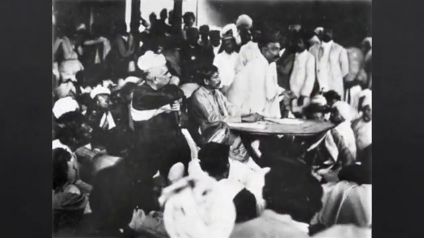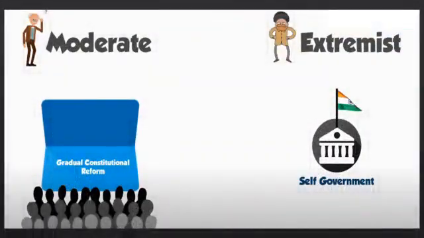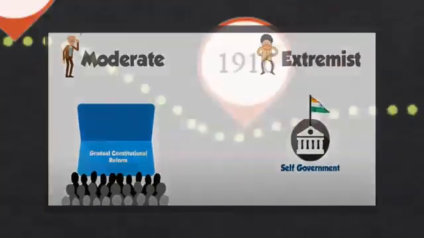In 1907, at the Surat session, Congress split formally into the moderates and extremists as they both had different views on many issues. The extremists wanted independence from the British, whereas the moderates only wanted more Indian participation in the legislature.